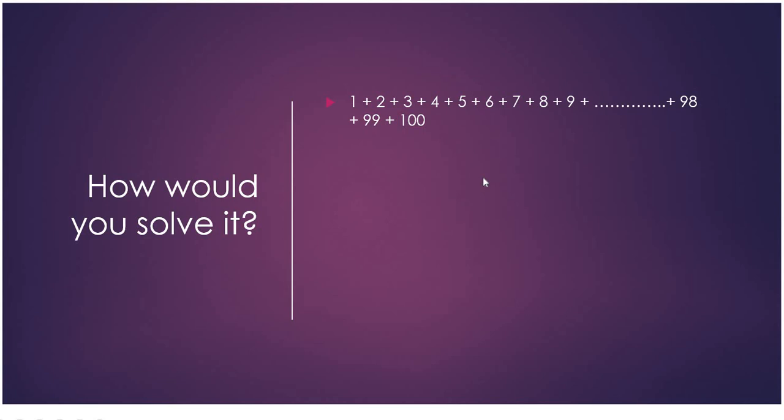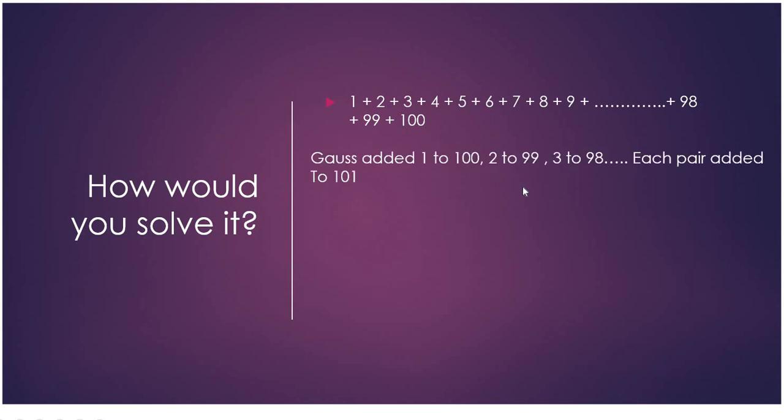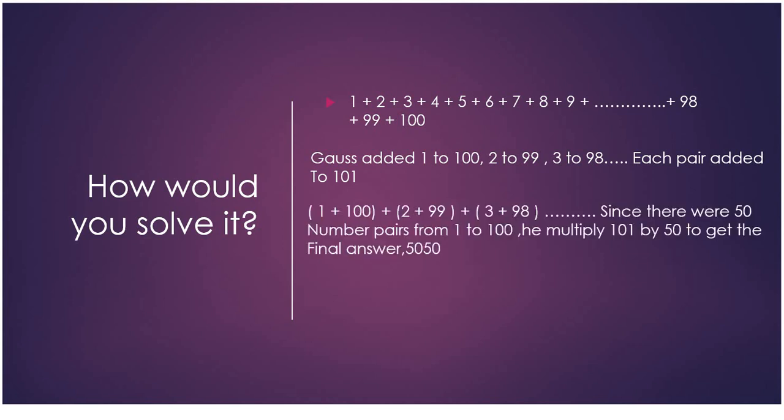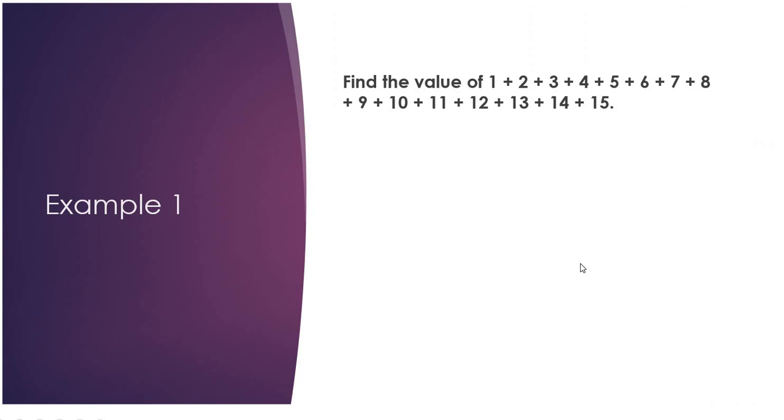So what Gauss did, he added 1 to 100, 2 to 99, 3 to 98, each pair added to 101. 100 plus 1 is 101, 99 plus 2 is 101, and so on. So he made 50 number pairs from 1 to 100. He multiplied 101 by 50 to get the final answer, which is 5050. So let's use his method to solve this problem.